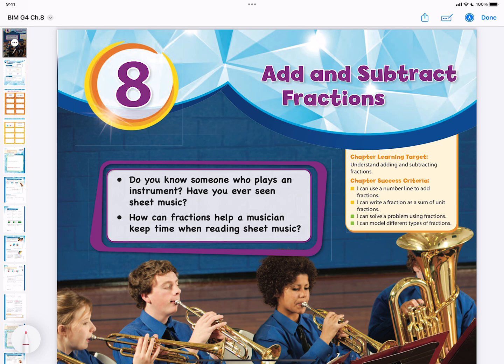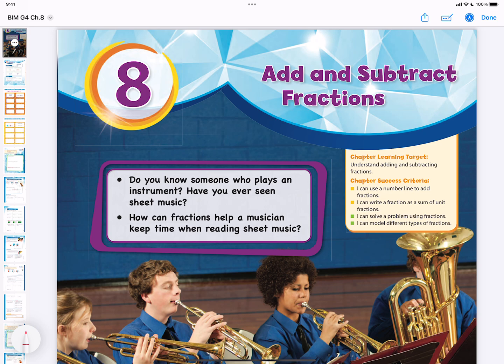This is our chapter 8, new chapter. But we are still learning about fractions, and especially in this chapter, we are going to focus on adding and subtracting fractions. Okay? So our chapter learning target is what? Yes, I want you to understand adding and subtracting fractions, which is going to be very, very easy and simple.